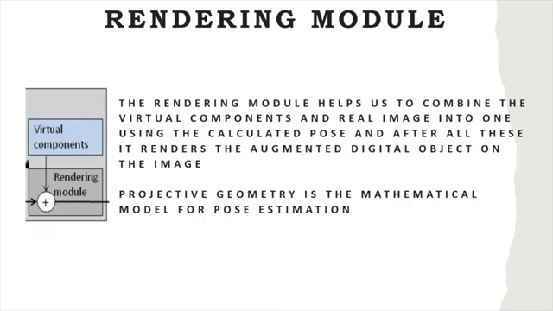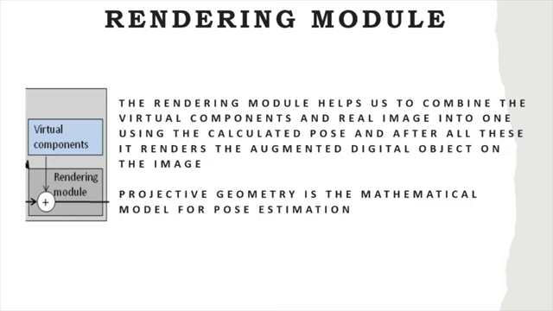If we talk about the rendering module, what this rendering module does is basically it combines the digital object with the real world visual, with the real world image. If you have used any sort of augmented reality, you might have seen that some 3D object is appearing on a marker, on an image.